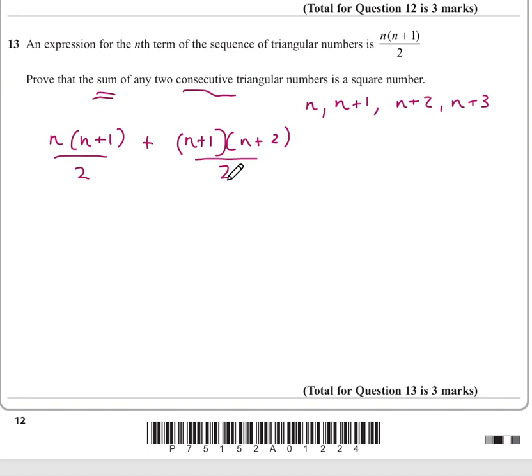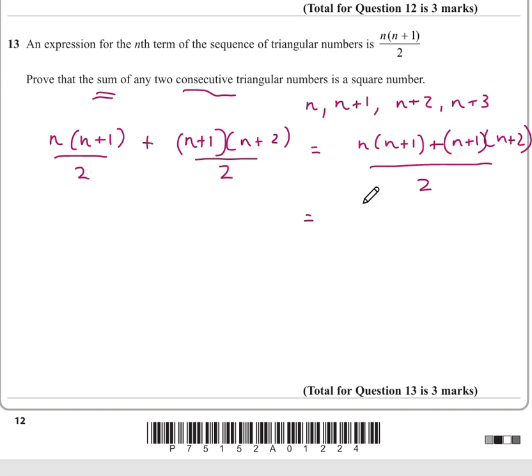And this is going to be divided by 2 still. Okay, so I want to simplify this. Hopefully I'm going to get something that will appear at the end that is a square number. Okay, so if we write these, they're both as a fraction over 2, aren't they? So I can actually just combine my numerators. So n plus 1 plus n plus 1 times n plus 2 all over 2. Okay, so this doesn't really tell me a lot.